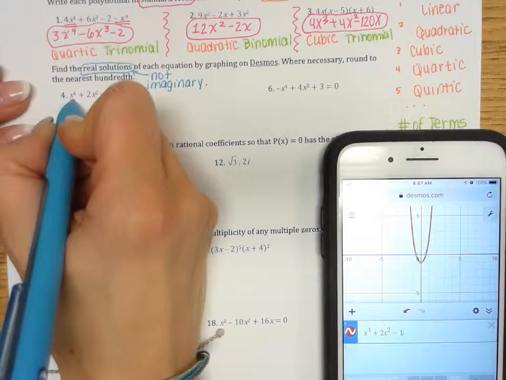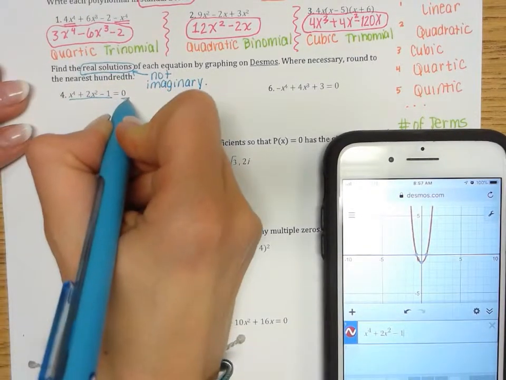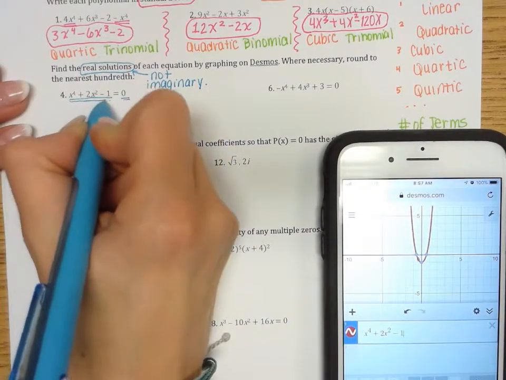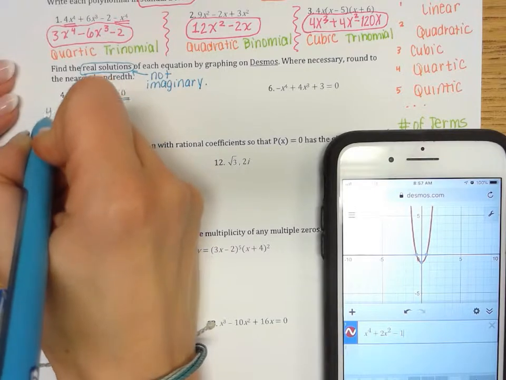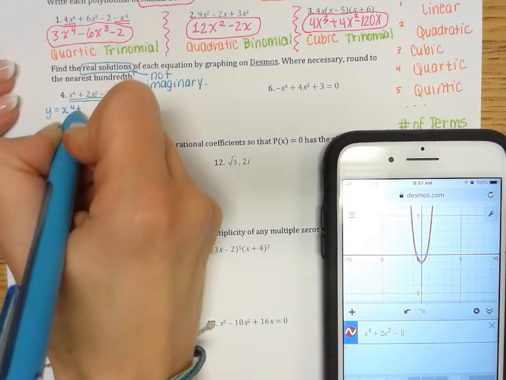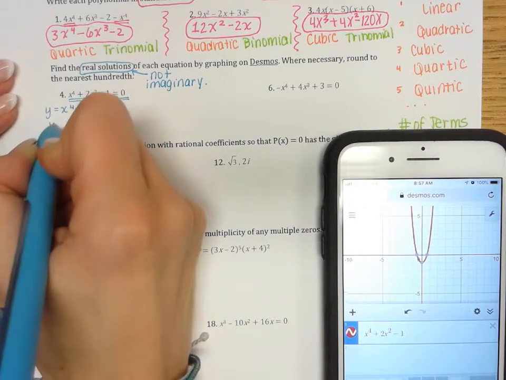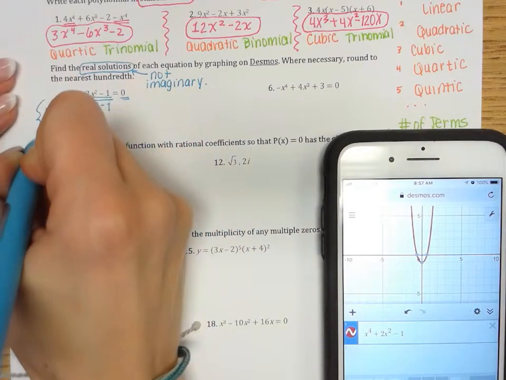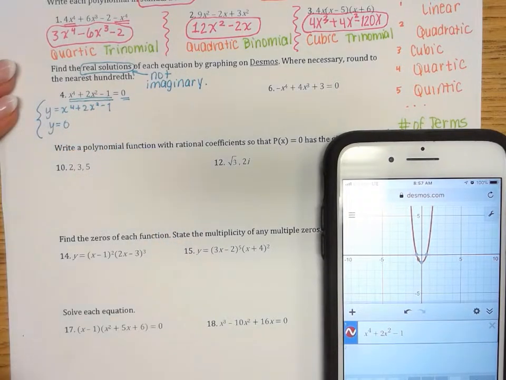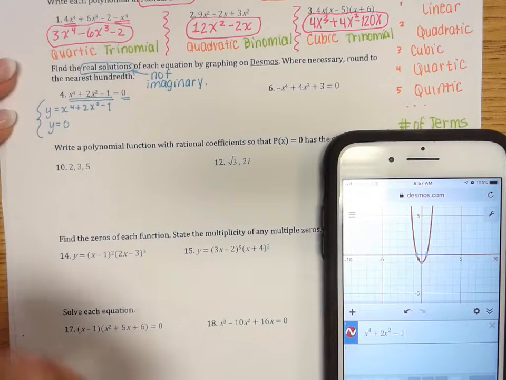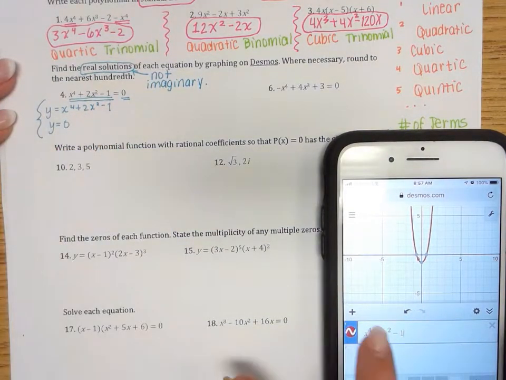When you're setting this equal to 0, you're really asking, when does the graph of y equals x to the fourth plus 2x squared minus 1, when does that graph intersect the graph of y equals 0? We're essentially solving this system of equations right over there. To solve the system of equations, I didn't have to write y equals in front of this. Could you? Sure, but guess what? Nothing changes. Okay, it's the same graph.